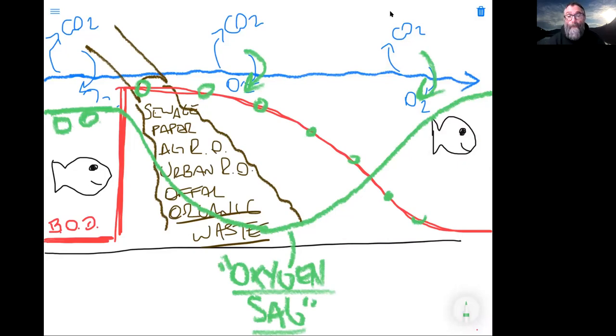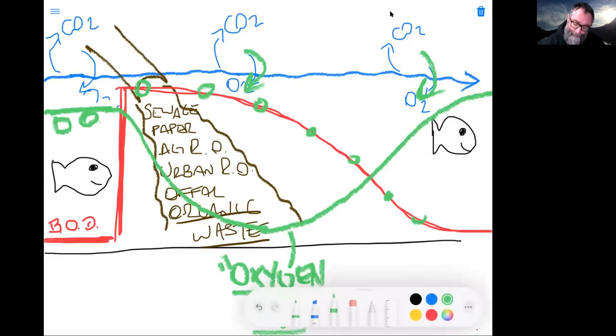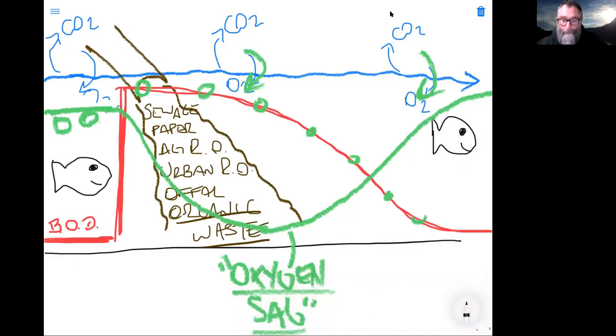Part of the river where oxygen levels are depressed by the activity of decomposers. Pause, rewind, write that down. So look what we get. We get distinct river zones, and these have terminology that you should know.